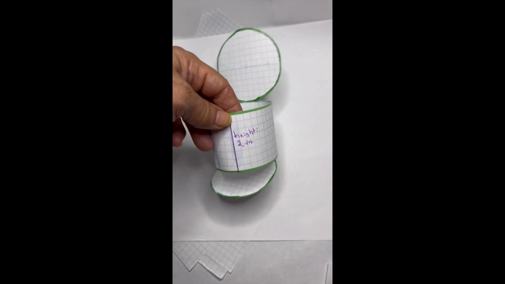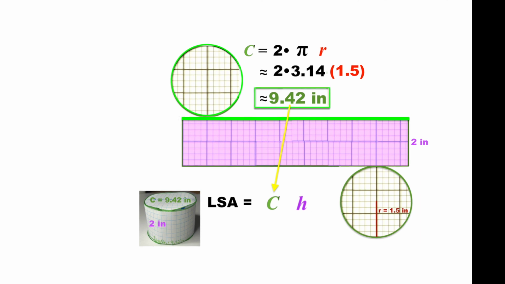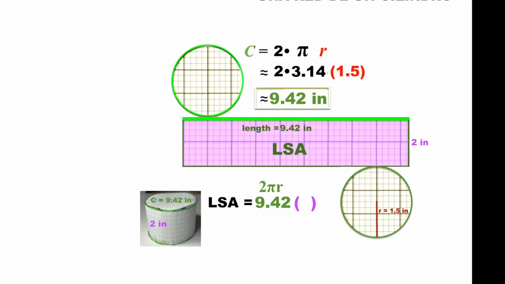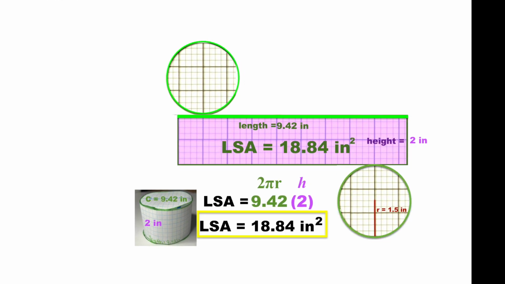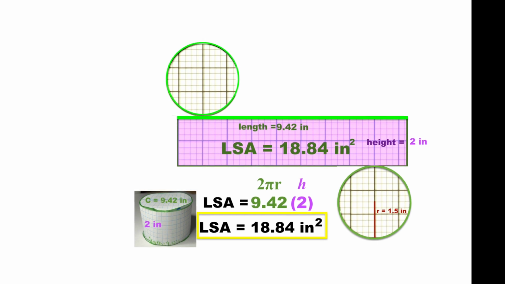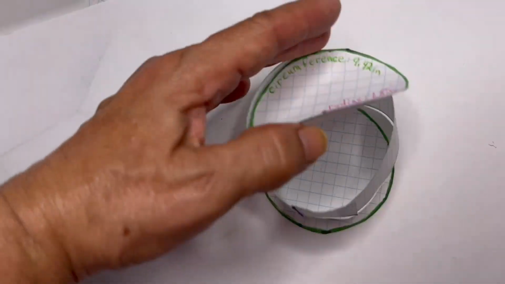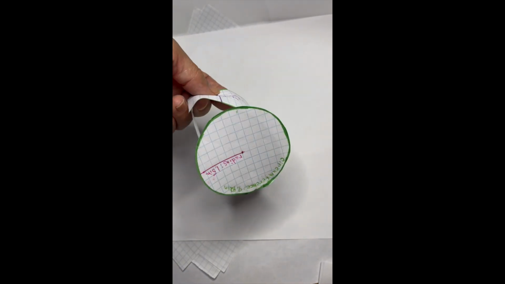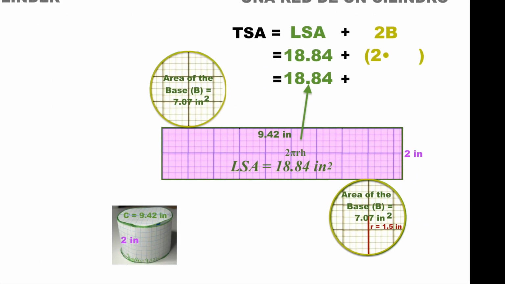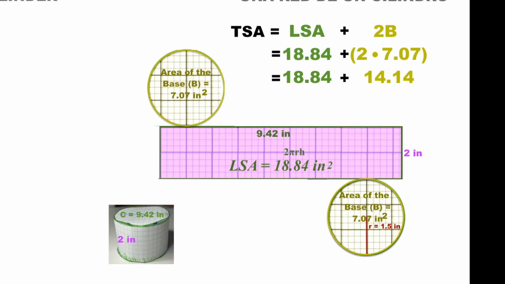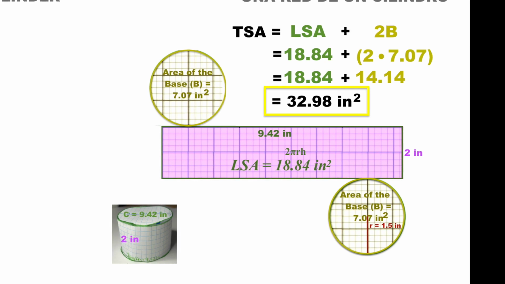The lateral surface area is the circumference of the base times the height. The circumference, the height. The lateral surface area measures 18 84/100 square inches. The total surface area is the lateral surface area and the area of the two bases. The total surface area measures 32 98/100 square inches.